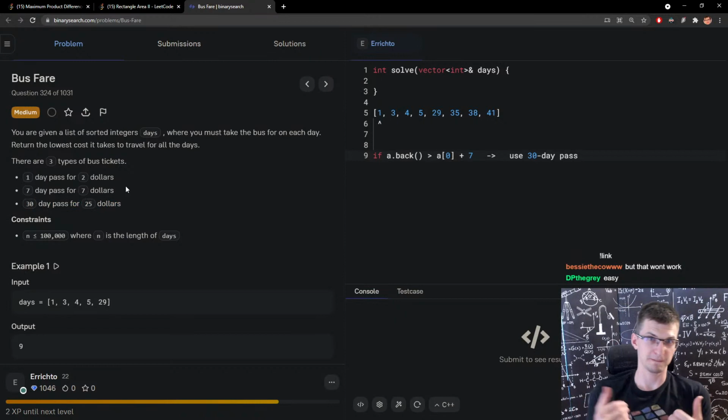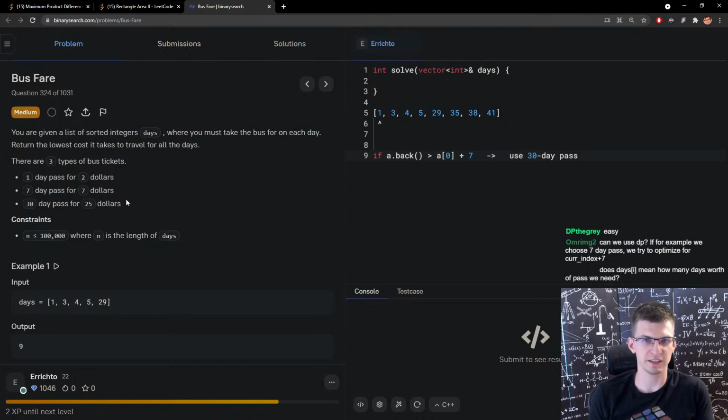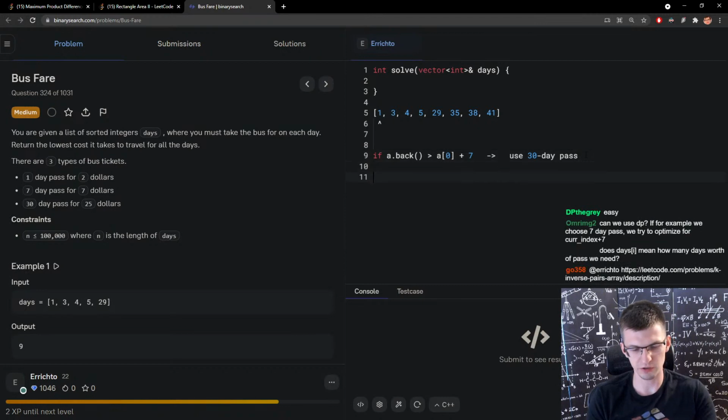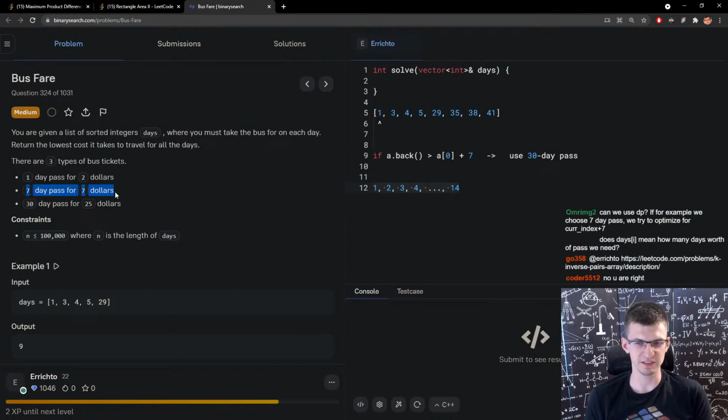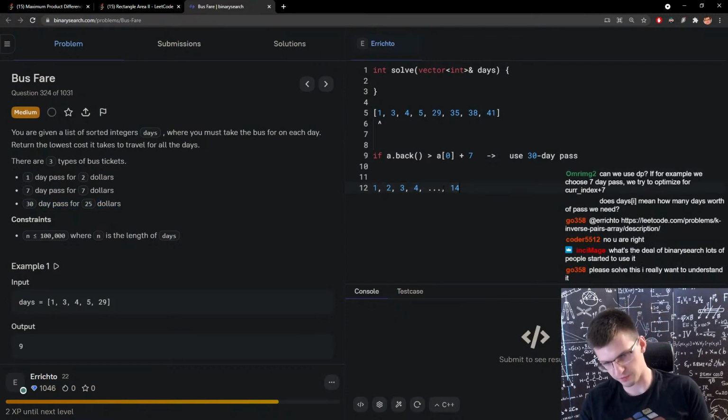But tell me, in real life, is it always optimal to choose the biggest duration for this kind of pass? Well, obviously not. What if we stay less than 7 days? But what if we stay for 14 days? So for sure, if the array is like this, where we want to do something for 14 days, two 7-day passes are better than one 30-day pass. Just if we want to do something for a very long time, then of course a 30-day pass is better.